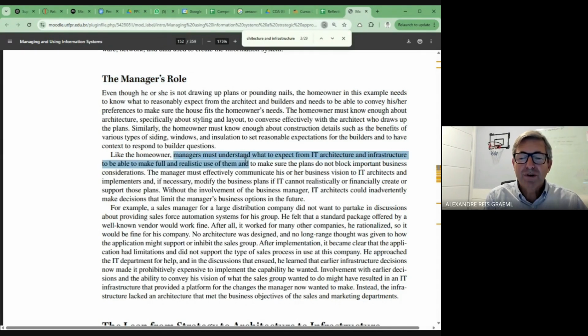And here they say managers must understand what to expect from IT architecture and infrastructure. For those of you who are IT guys, you may say, yes, of course, as a manager, I have to understand that. But what the authors are talking about here is that business managers should try to understand what is expected from this IT architecture and infrastructure, to be able to make full and realistic use of them and to make sure that the plans do not block important business considerations.